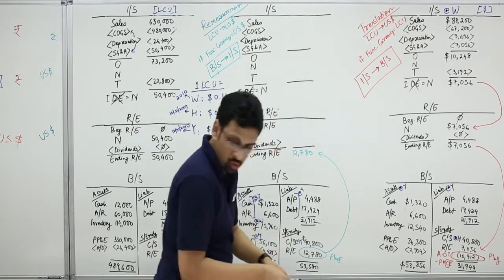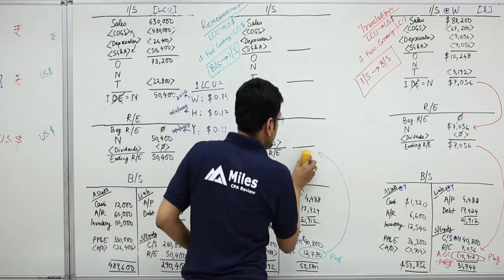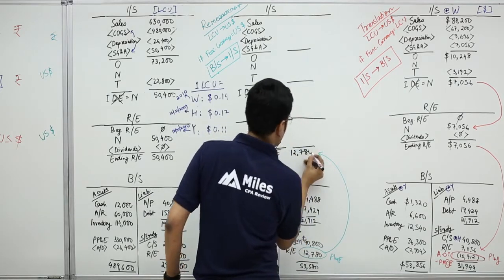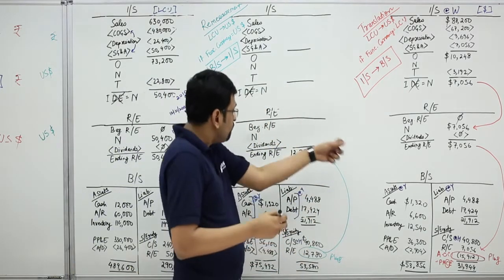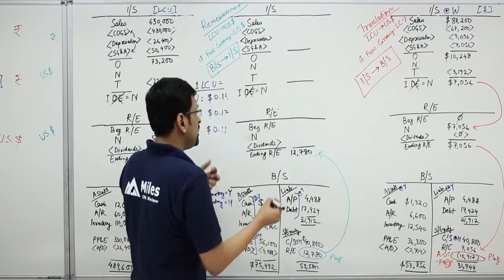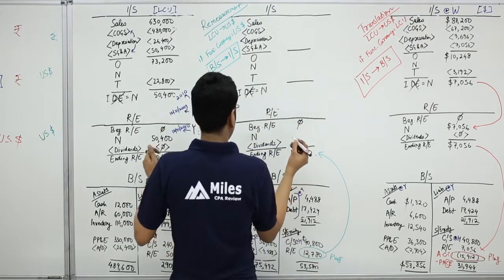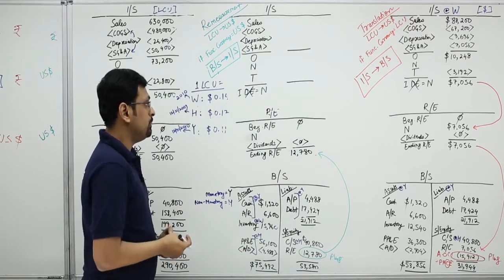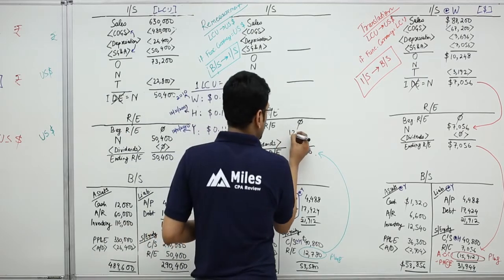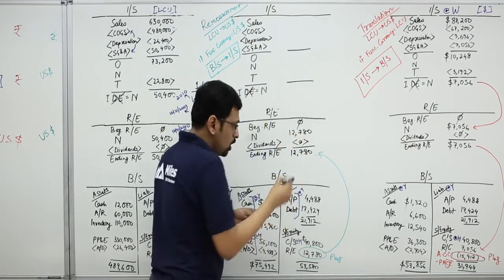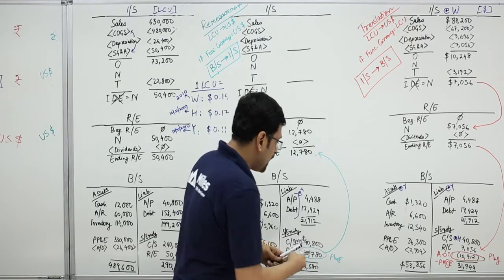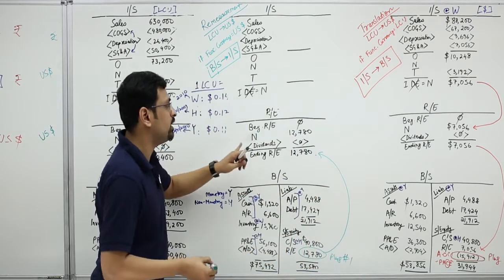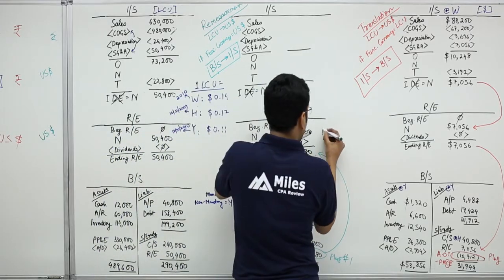Or rather, let me use the black pen for this so that it's more visible. 12,780. So this flowed in here. Now beginning retained earnings was 0, difference was 0. To make it simple, the net income for the period needs to be 12,780. So this is your plug 2. This was plug number 1. Now this was a simple calculation because you had no beginning retained earnings and no difference. So this becomes plug 2.